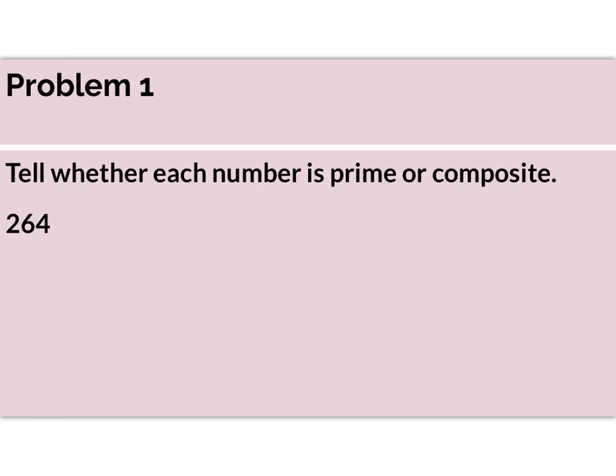Okay, 264. Look at this, ladies and gentlemen. This ends in a 4. So it's even. So I know that this is composite. How do I know that? Because it's divisible by 2. So this is a composite number.